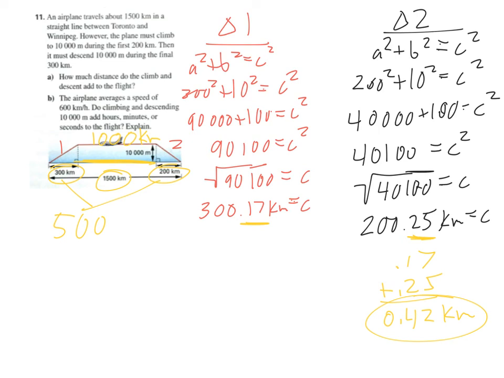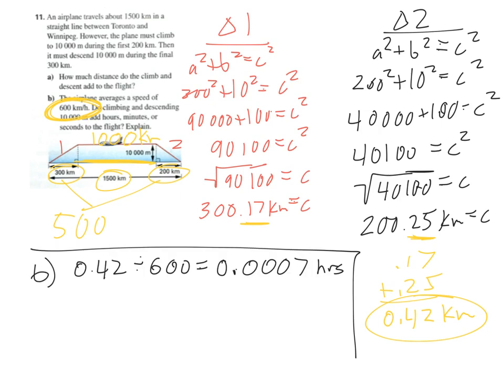So if it's going 600 kilometers an hour, does climbing add hours, minutes, or seconds to the flight? Well, at 600 kilometers an hour, I divide my 0.42 by that to find out how many hours I'm going to get. So I set up what I would do to solve the second part of the problem. So here's B. 0.42 kilometers is the distance. Divide it by the 600, the speed, to find out how many hours it takes to climb and descend. So the time it takes to climb and descend is 0.0007 hours.